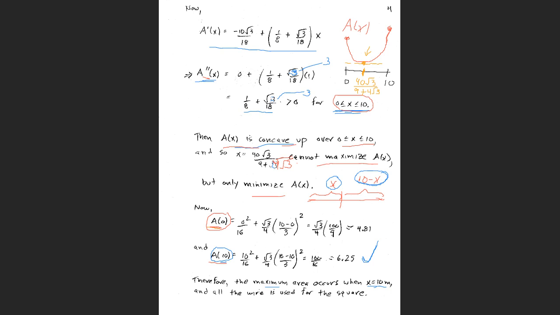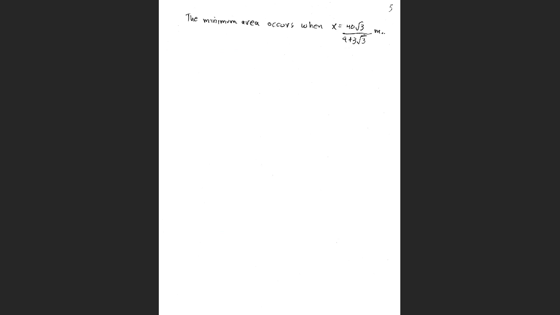Okay, are there any questions on that? So the maximum area occurs when x equals 10 meters and all the wire is used for the square. Now, last comment then, the minimum area would occur if you made the cut at x equals 40 root 3 divided by 9 plus 4 root 3, right? That should be a 4.